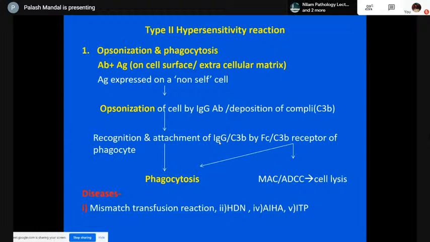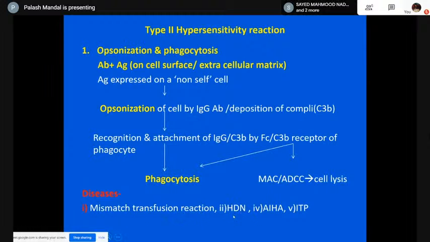But why is there a problem? This is a normal phenomenon, so why does the problem happen? The example is mismatched blood transfusion reaction. If a person having blood group A is given blood of blood group B, there is a mismatch, because a blood group A person will have anti-B in their blood. Whenever the B RBCs come into contact with the blood, they will be lysed. This lysis takes place by opsonization and phagocytosis. The clinical example of type 2 hypersensitivity reaction for this category is mismatched blood transfusion.